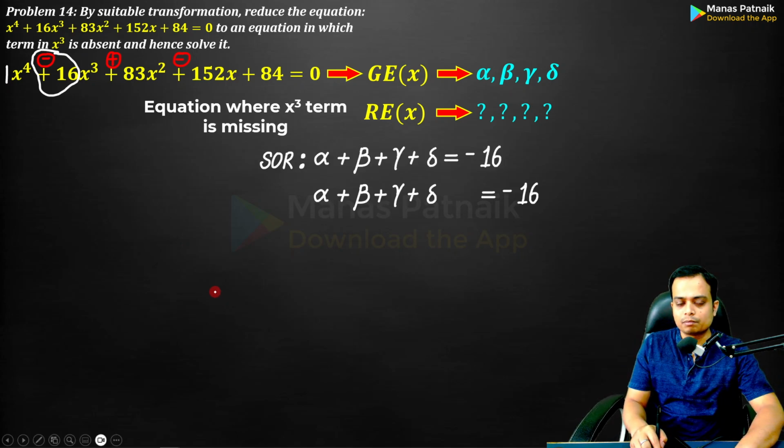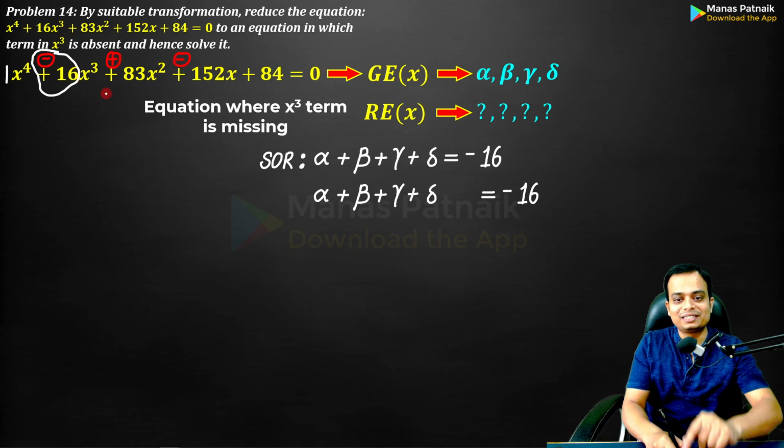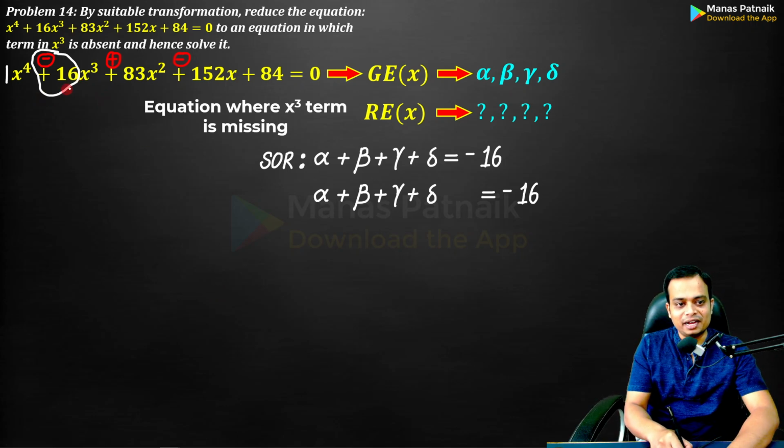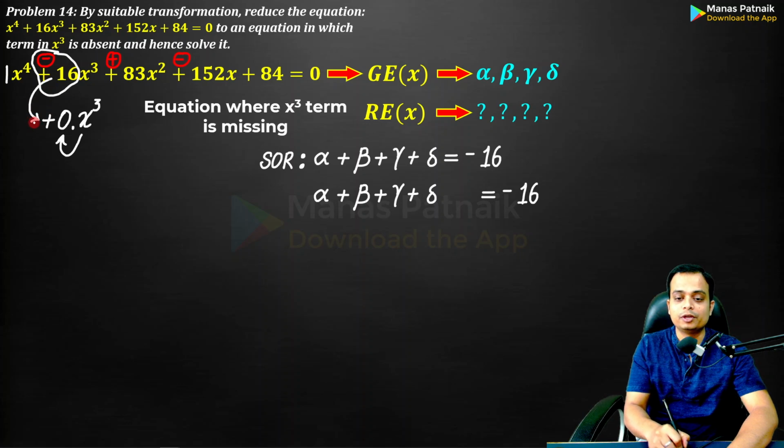Let me make some space. Now, what you guys have been instructed is that you have to convert this into this sort. You have to completely make sure that this x cube term is absent. And for that to happen, the coefficient of x cube has to become 0. So how do you reach 0 from this 16? This is going to be your task.